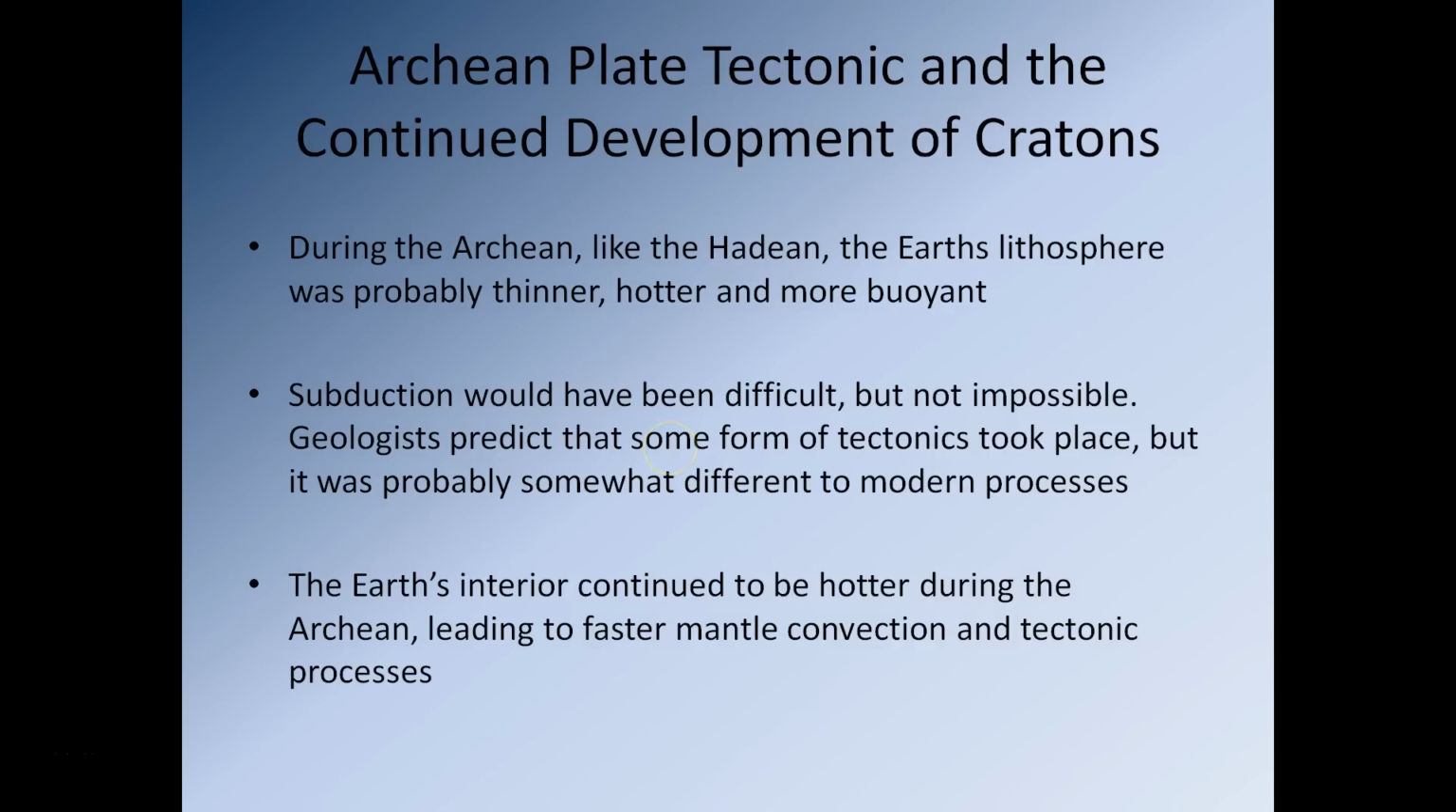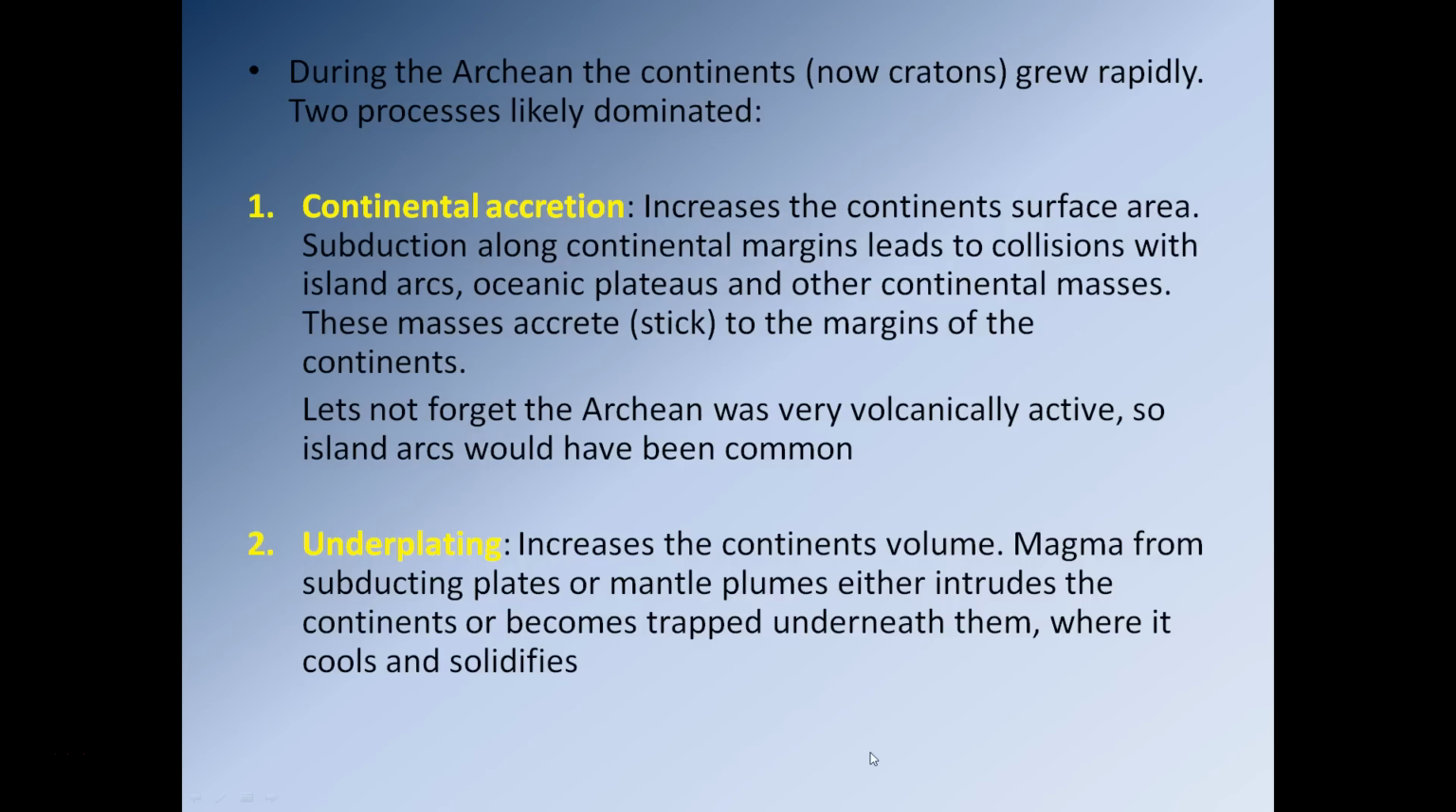So the types of tectonics during the Archean would probably have been a little different to modern processes. The other thing that we have to take into account is the Earth's interior was hotter during the Archean, and that would obviously lead to faster mantle convection and faster tectonic processes. So during the Archean, the continents, which we now refer to as the Cratons, grew rapidly, and 2 processes will have helped with the rapid growth of these Cratons. The first one is the one we've already discussed, continental accretion. Just island arc after island arc sticking onto the side of these Cratons, making them larger and larger.